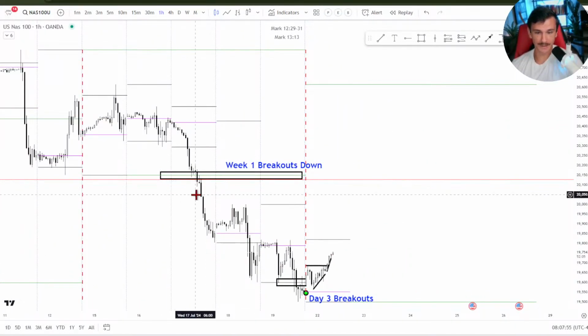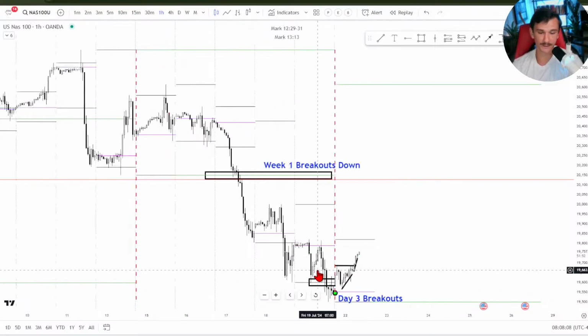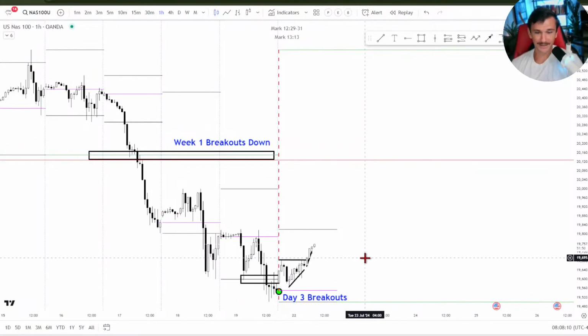Now looking at how many days of breakouts. We had the first day of breakouts here, the second day here, and the third day here. Those third day of breakouts being they've broken out, they've closed, they've broken out, they've closed, they've broken out, and they've closed outside of the previous day's range. That leads us into today. Big picture is down, but 3 days of breakouts down.